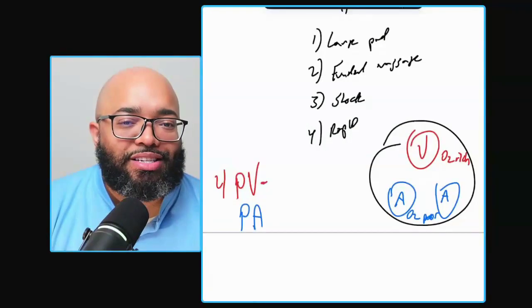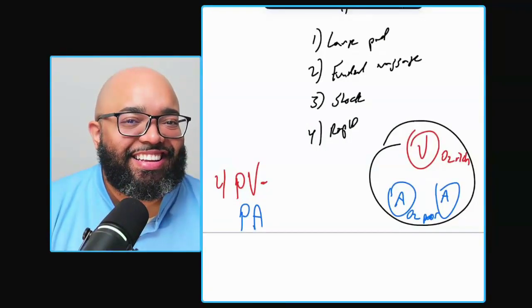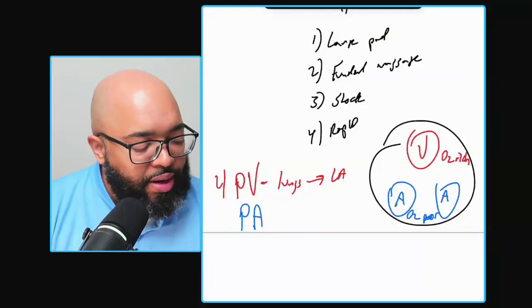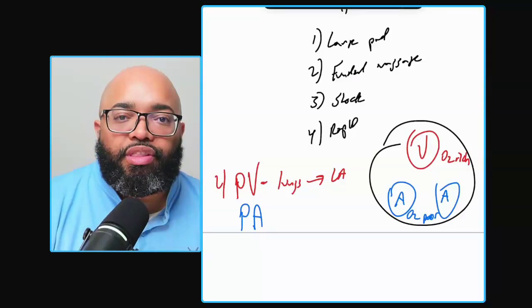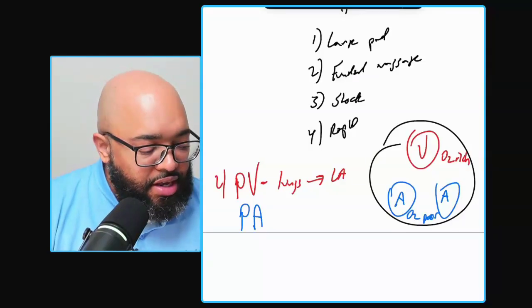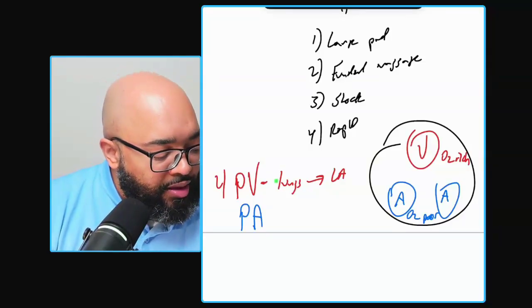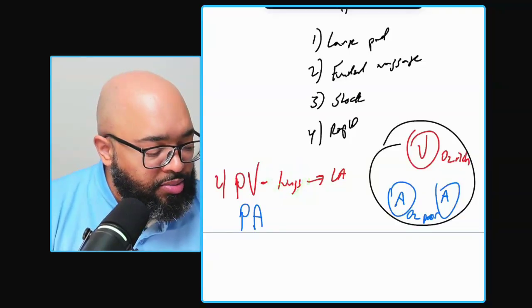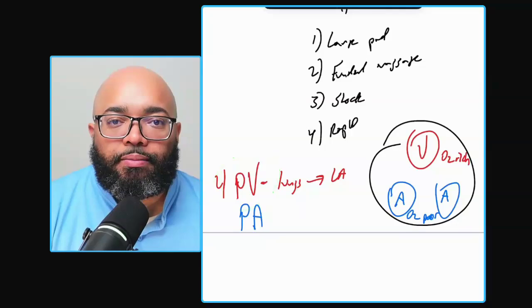Does it go from heart to lungs? No, lungs to heart. Back from the lungs to the left atrium, it goes through the 4 pulmonary veins. Because it's already made it to the lungs, that's where it picked up the oxygen. So now it's going to be oxygen rich.